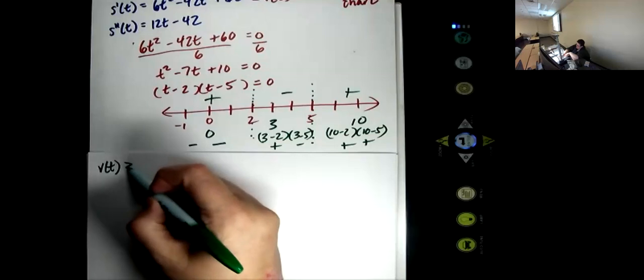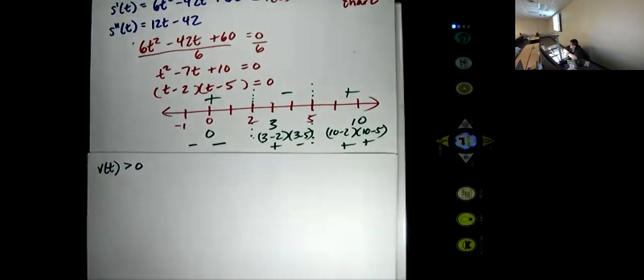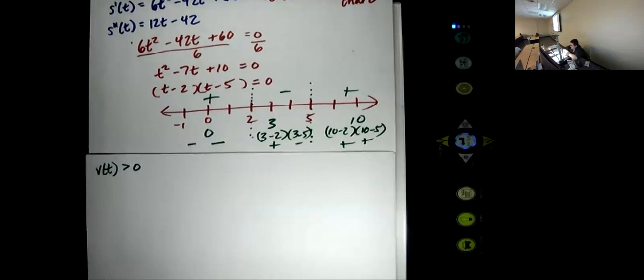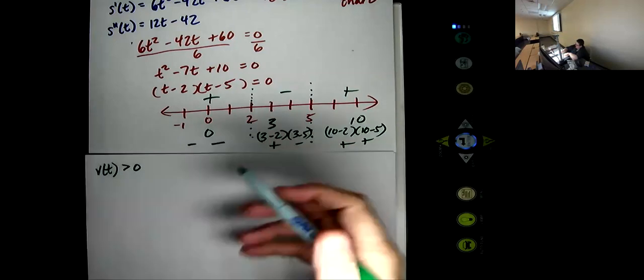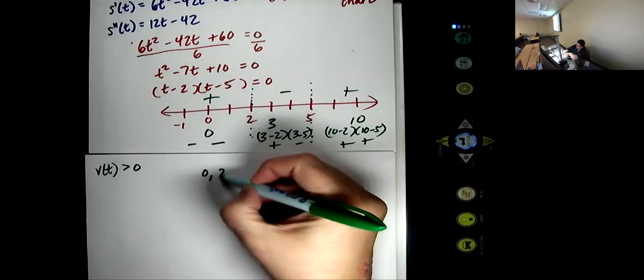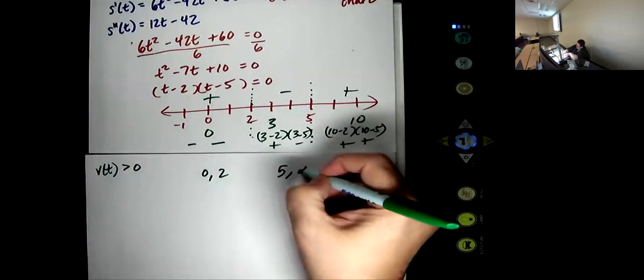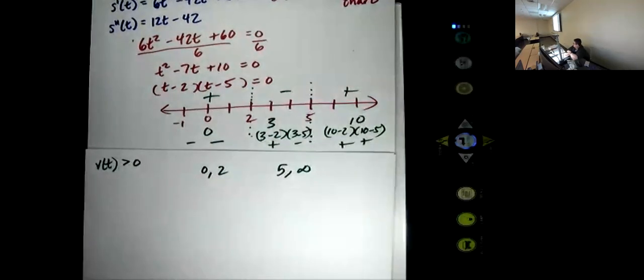So how would I write that in interval notation? When is v of t greater than 0? Oh, interval notation. I caught you guys for that. Done. The 0 to 2 and 5 to infinity. What should I use for symbols here around this?